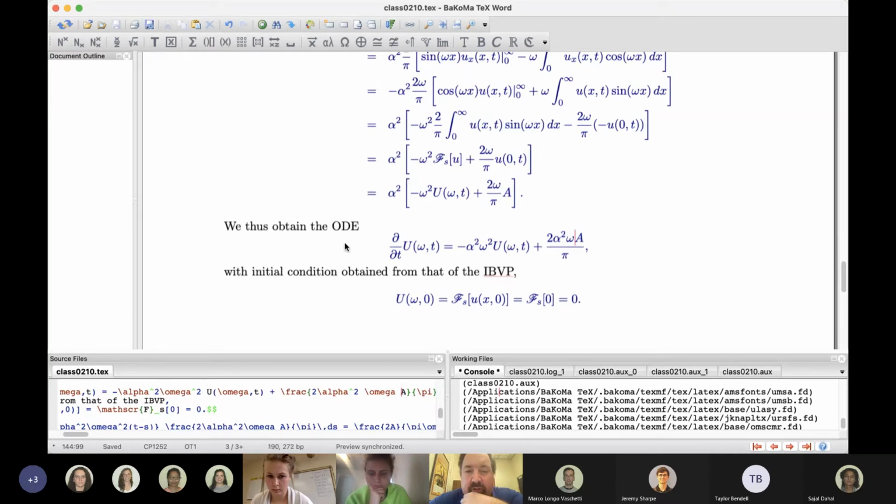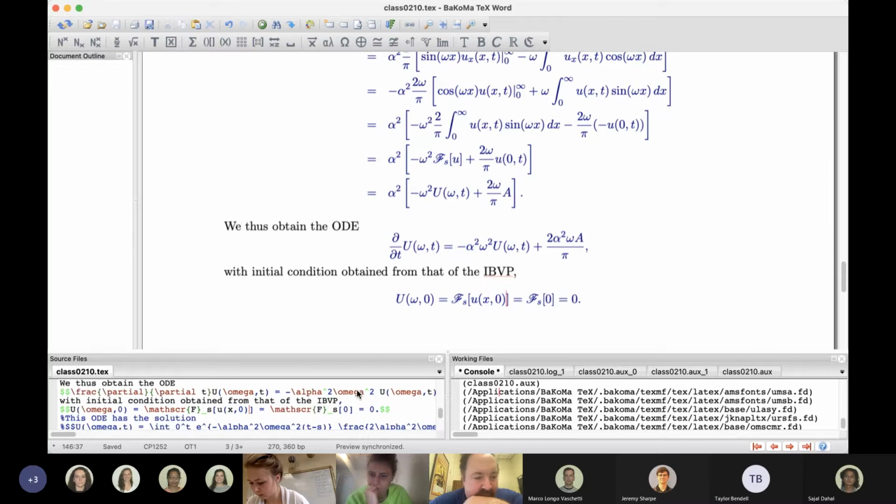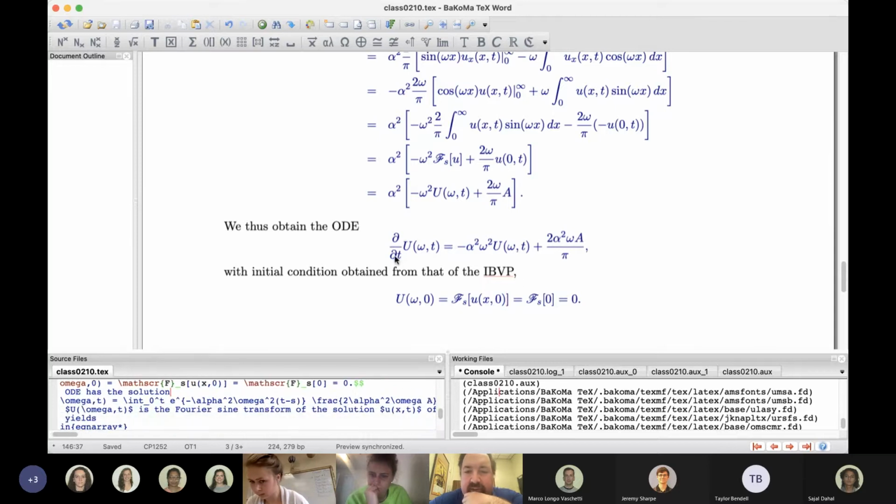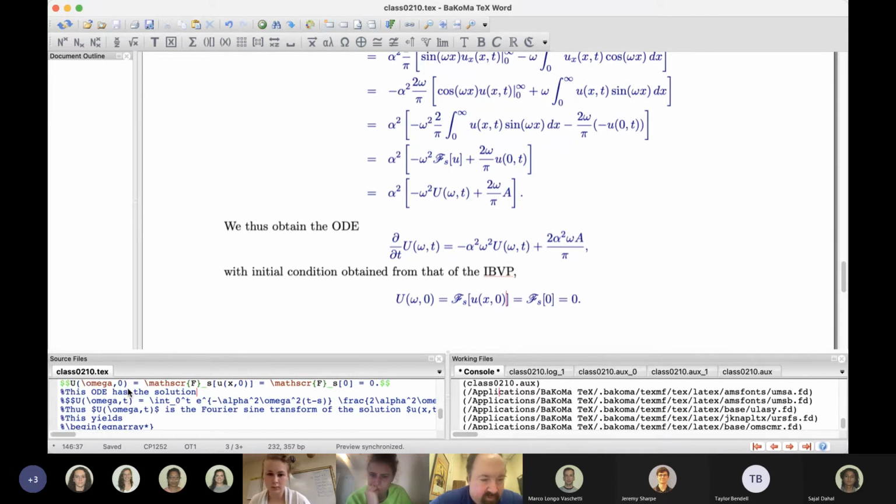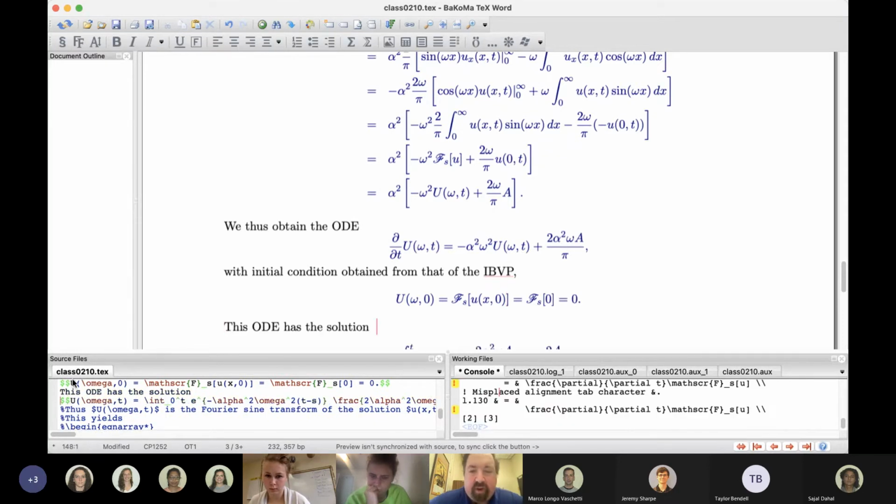What about my initial condition, though? An ODE is an initial value problem that needs an initial condition. My initial condition would be the Fourier sine transform of the initial data from the original problem. But that's 0 in this case, so we're just going to have 0. So now all we've got to do is solve this ODE. This is a linear ODE, so you make use of an integrating factor, like you learned about in your introductory ODE course.